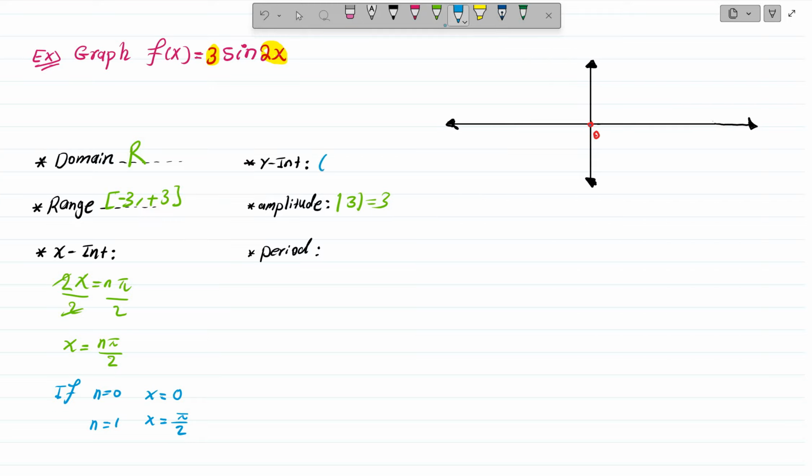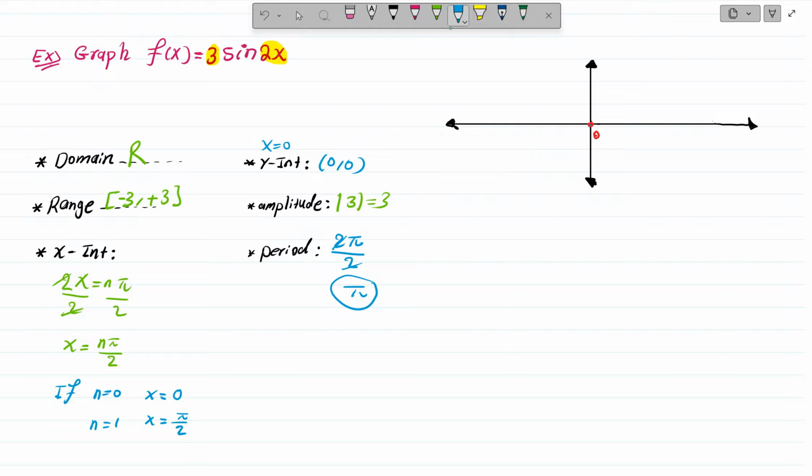The rest, if we need it, we can pick more. The y-intercept is going to be (0, 0), because the y-intercept is where x equals 0. When x is 0, 3 times sine 0 equals 0, so y equals 0. About the period, we will divide 2 pi by 2, because b here is 2, so the final answer equals pi.